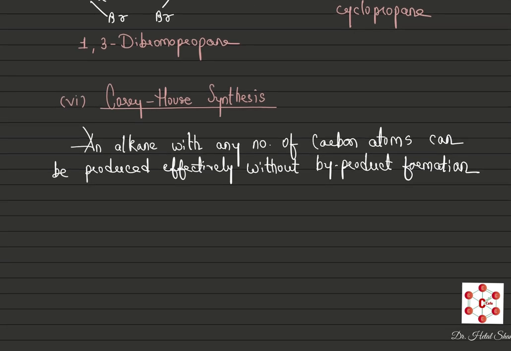All right. So let us take up the first one. We can take RX and allow it to react with lithium, 2 moles of lithium. It gives us RLi plus LiX. RLi is called alkyl lithium. This is step number 1.